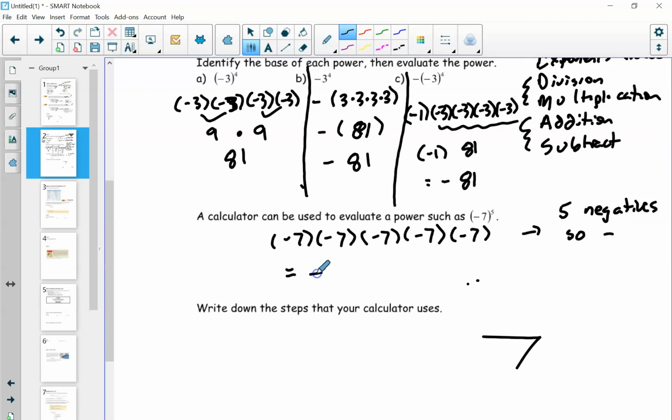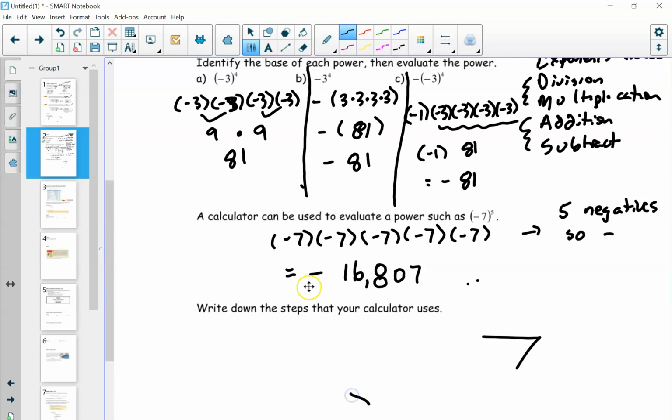So I might as well just put the negative sign right there. And now that I know it's negative, I can just do 7 times 7 times 7 times 7 times 7. So that's 5 times. And the answer is 16,807. Sorry, did I say 807? I did. Maybe I'll just erase that to make it a little bit more clear. That's supposed to be a 0.